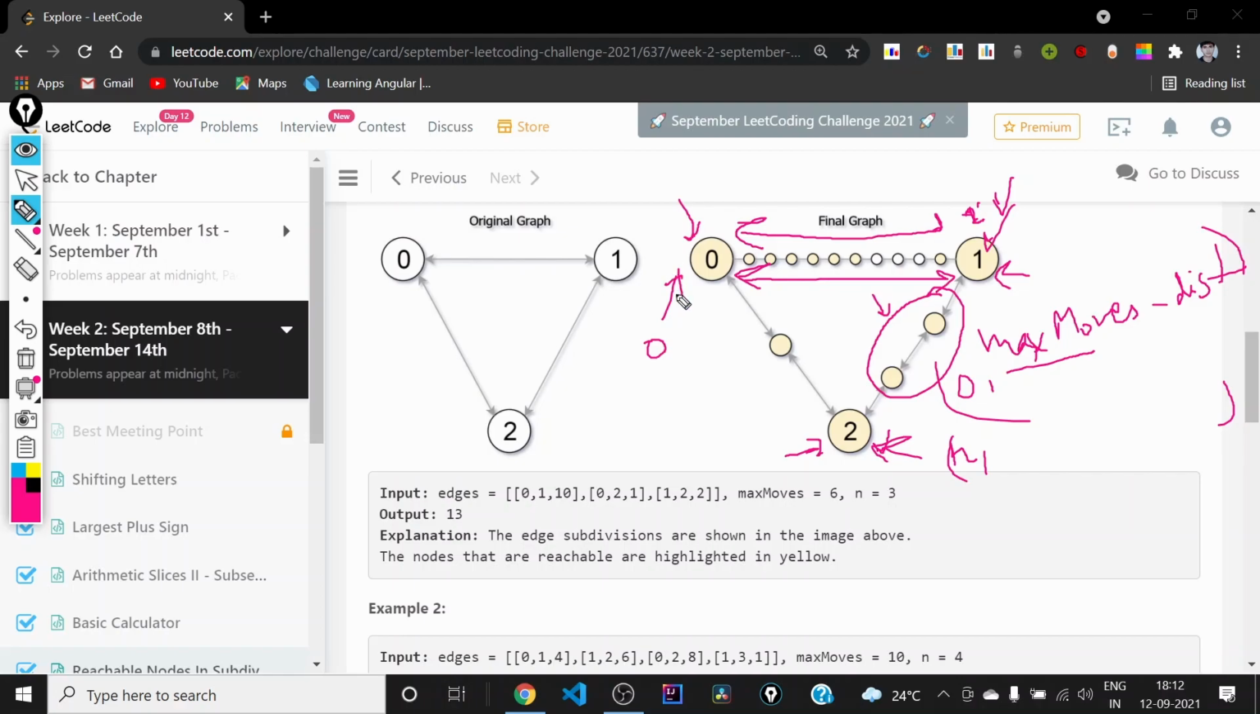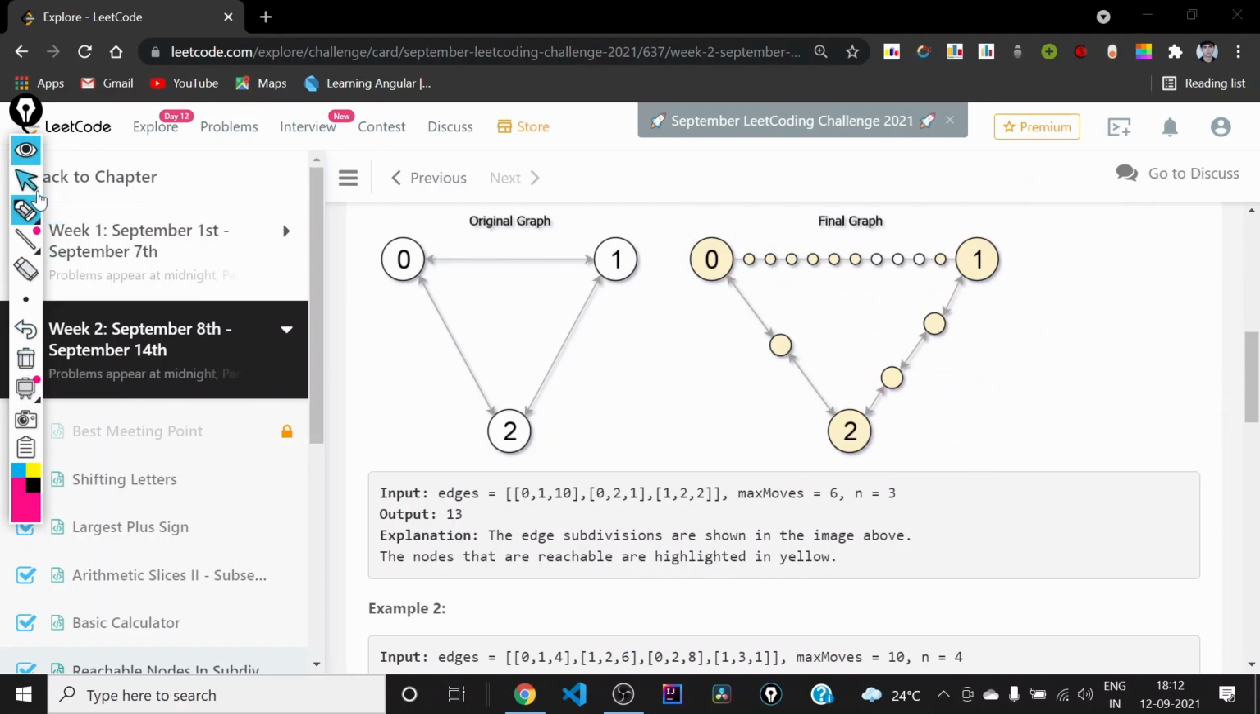And as for the original nodes, whether they are reachable from node 0 or not, we have already calculated the distance of every node. So we can just check whether the distance of each node is less than or equal to max moves. If it is, then we will increase the count. Otherwise, it won't contribute to the increment in the count. So this is the algorithm that we'll be using, and we can start implementing it.